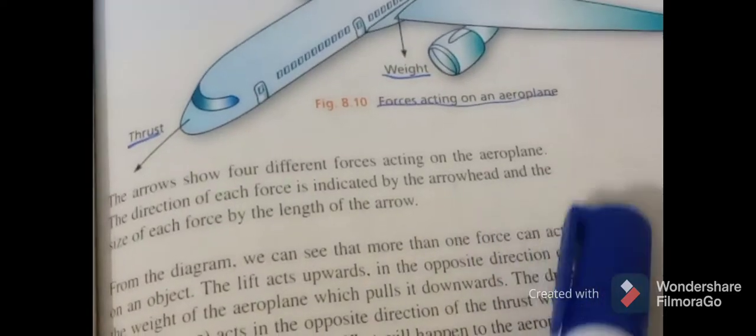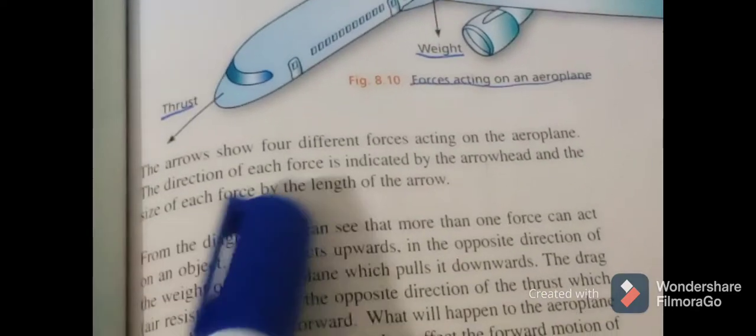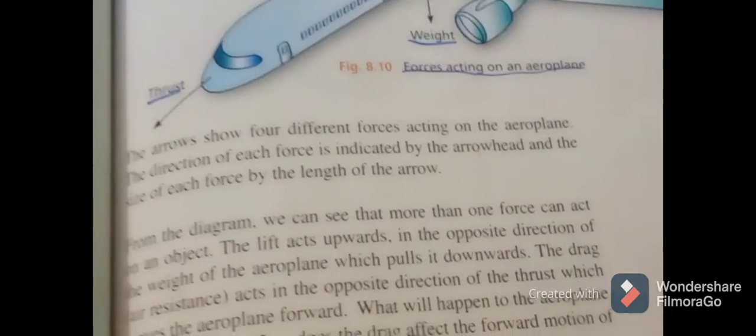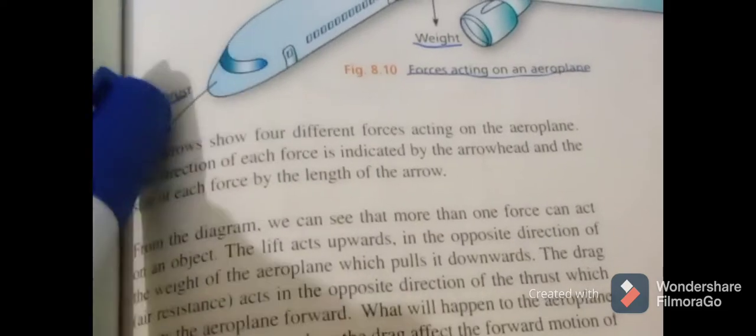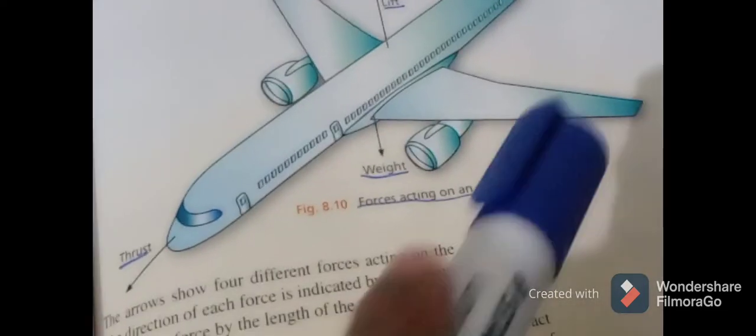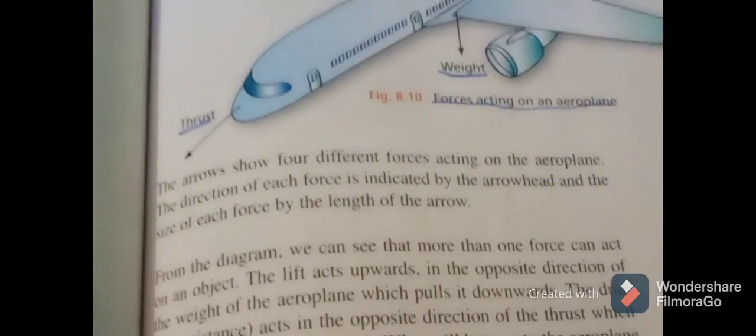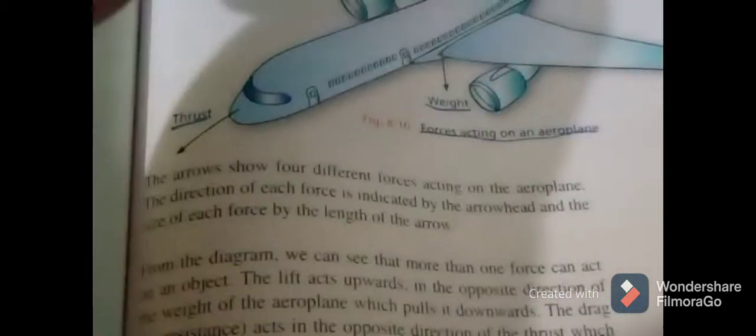The direction of each force is indicated by the arrowhead, and the size of each force by the length of the arrow. These four arrows, thrust, weight, lift and drag, show the forces acting on this aeroplane. The direction of each force is indicated by this arrowhead.